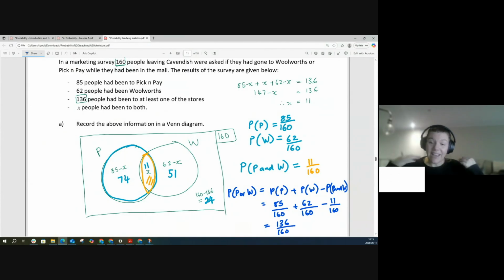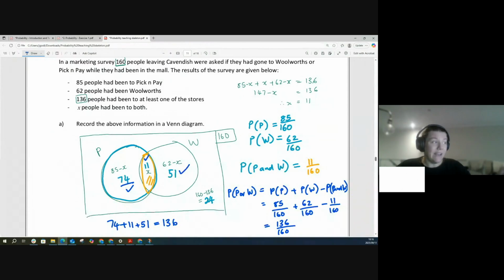Okay. If we didn't use the formula, if we were just saying who went to Pick and Pay or to Woolworths, right? These people went to Pick and Pay so we can count them, 74. These people went to Pick and Pay and Woolworths, so they went to one of the stores so we can count them. These people went to Woolworths so we can count them. And that gives us 136.